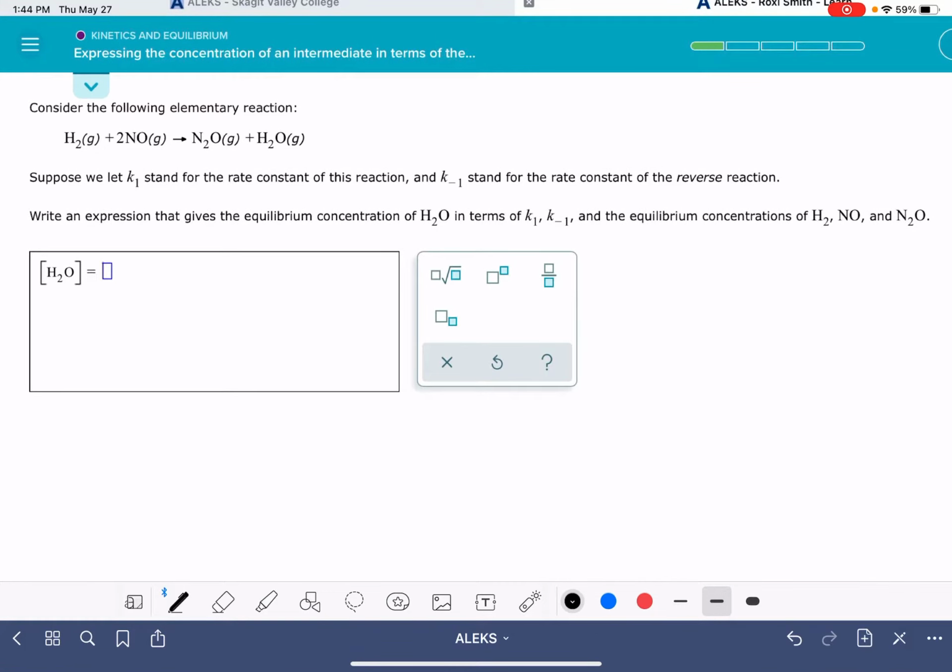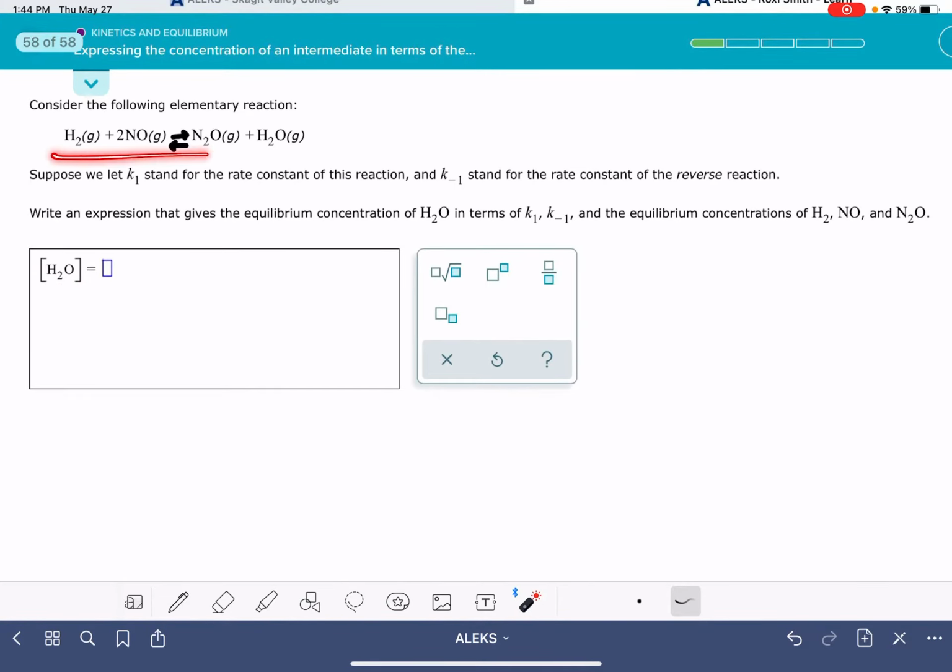In this video, I'll show you how to solve the ALEKS problem called expressing the concentration of an intermediate in terms of the concentration of reactants. This is giving us an elementary reaction, and it's actually a reaction that's existing in equilibrium, even though ALEKS is not drawing equilibrium arrows for this. And it wants us to use this reaction and the rate laws for this reaction to write an expression for H2O in this case.